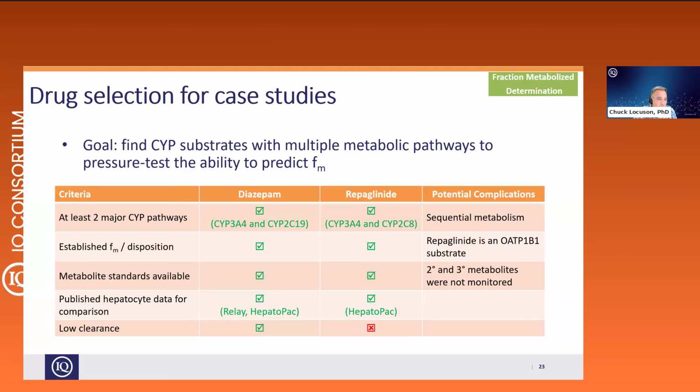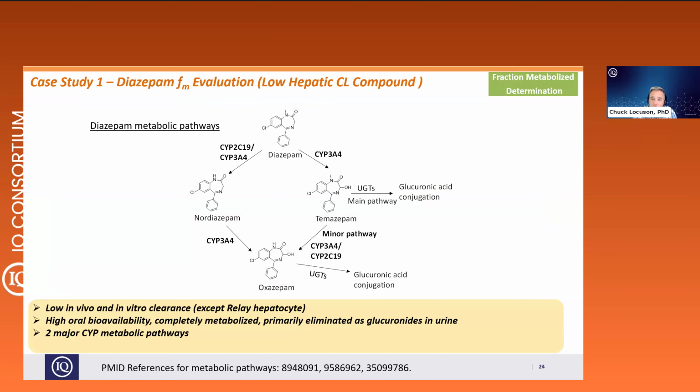So we'll start with diazepam and a brief overview of the disposition of diazepam. It's a low clearance drug in vivo and in most in vitro systems. It's completely metabolized in vivo and then subsequently eliminated as glucuronides. As shown in this diagram, there's generally recognized 2 major CYP pathways.